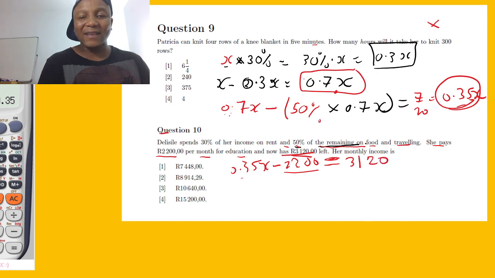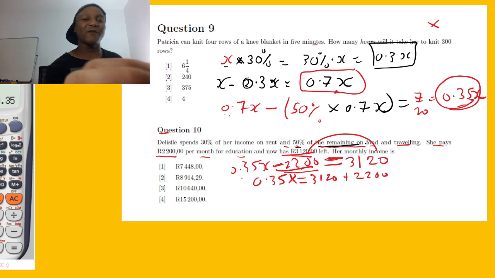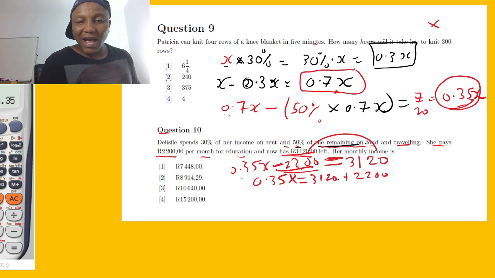How are we going to get x? I'll take this over. So here is going to be equal to 3120. This negative, when it goes over the equal sign, jumping the equal sign, instead of being negative, it's going to become positive. It's going to be positive 200, and here it's going to be 0.35x. So how are we going to get the value of x? Let's add this one. 0 and 0 is going to give us 0, 2 and 0 is going to give us 2. Now 1 and 2 is going to be 3, 3 and 2 equal to 5, equal to 0.35x.